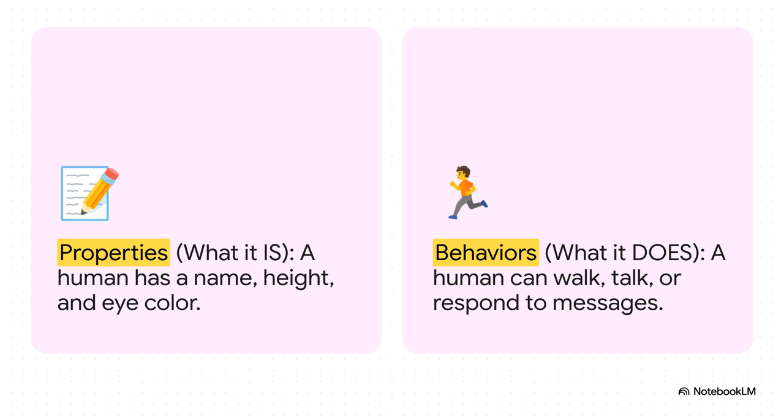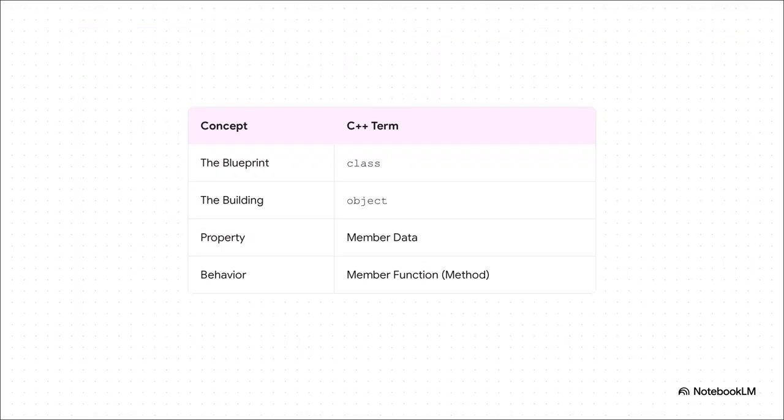And then it has behaviors. Those are the actions that it can do. A person can walk or talk or think. Now in C++, we have specific words for all this. That blueprint, the general idea of a person, that's called a class. But a specific person created from that blueprint, you, me, anyone, that's an object. The properties, like name, become member data, and the behaviors, like walk, become member functions, which we also call methods.